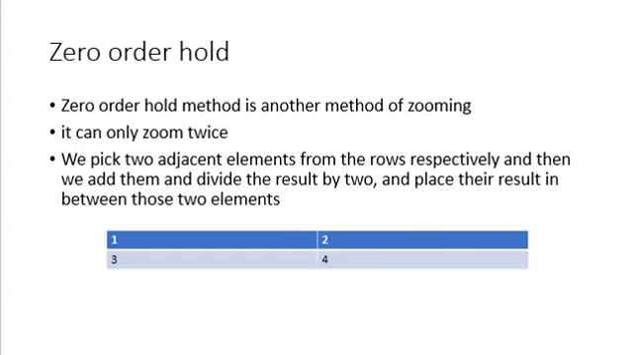In the zero order hold method, we pick two adjacent elements from the row respectively, then we add them and divide the result by 2 and place the result in between those two elements. We first do this row wise and then we do this column wise. For example, let's take an image of dimension 2 rows and 2 columns and zoom it twice using the zero order hold. First we will zoom it row wise and then column wise.